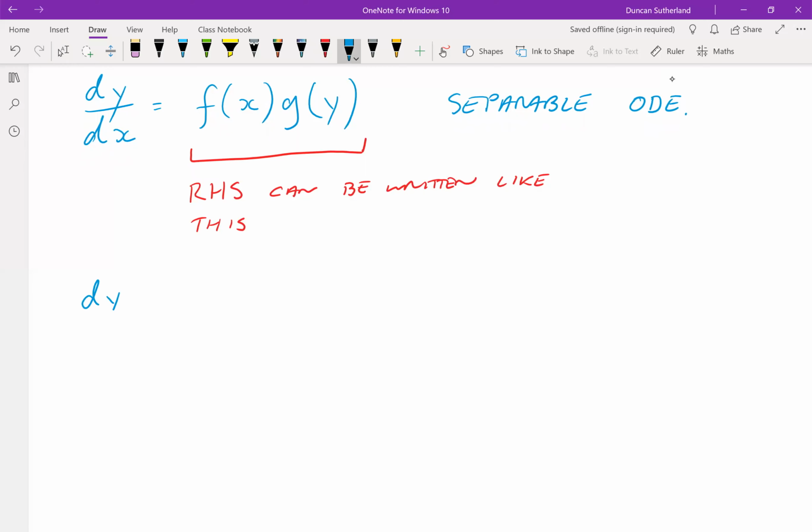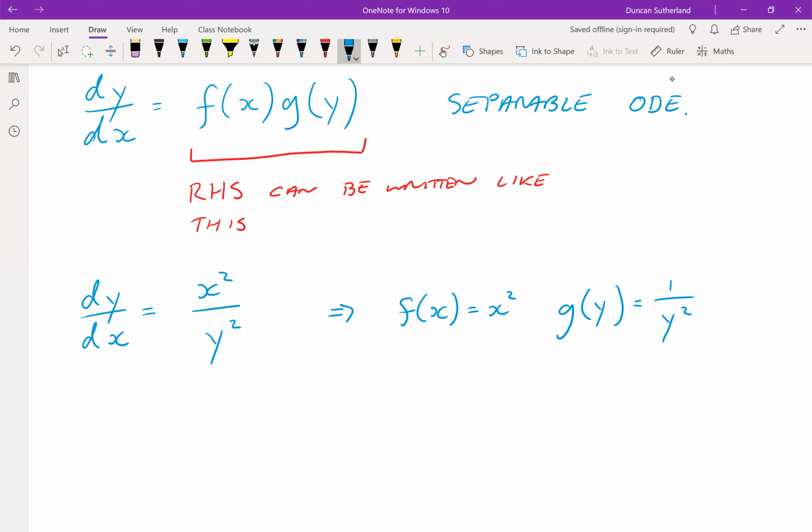So here's our example. Just read my example. x squared upon y squared. Now this implies that in our previous notation, we can write f of x equals x squared and g of y equals y to the power of minus 2.